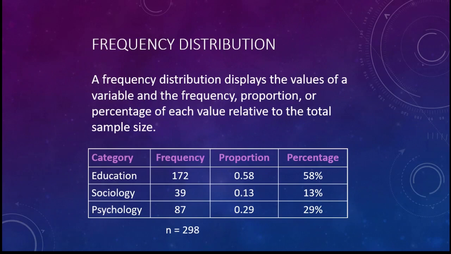The total sample size is 298. There are 3 possible categories: education, sociology, and psychology. The frequency distribution shows us the frequency, proportion, or percentage of the data in each of these categories. This is a nice frequency distribution table because it is showing us all 3 of these statistics along with the sample size, which is the 4th statistic that we learned about today.